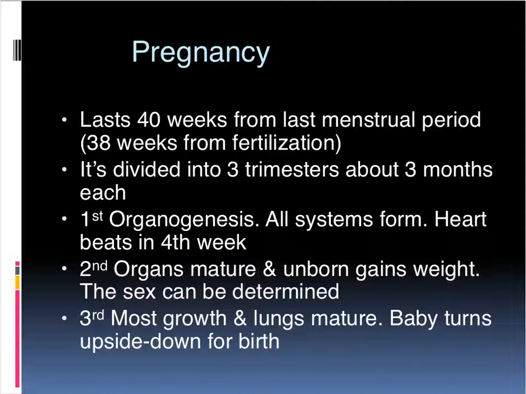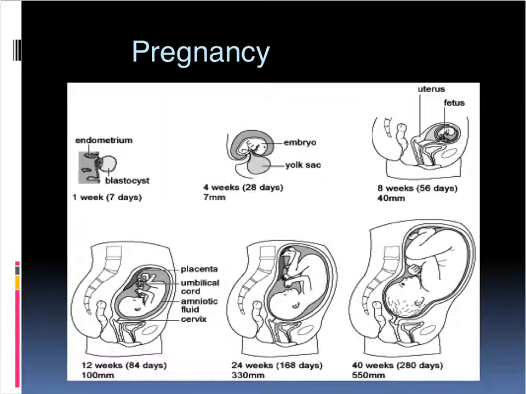In the second trimester of pregnancy, the organs mature and the unborn gains weight, and the sex can be determined. That's when, as we said, about week 13. And then the 3rd trimester is where most of the growth occurs. The baby actually gets larger. The lungs mature and the baby turns upside down for birth. This is a diagram illustrating the 40 weeks of pregnancy. We have week 1, week 4, week 8, week 12, 24 weeks, and 40 weeks.